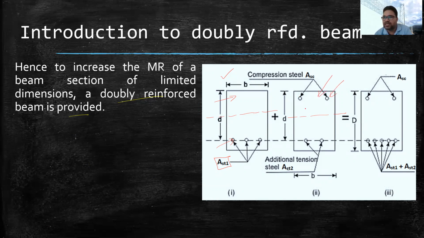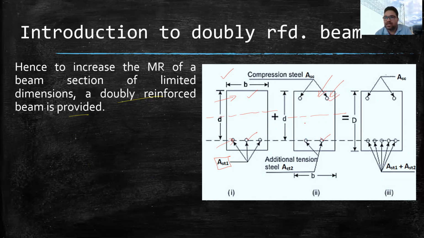So in a doubly reinforced beam, we are providing extra reinforcement here to increase the compressive capability of this beam. Similarly, when we are providing the compressive steel, to balance this compressive steel, we are providing extra tensile reinforcement. This tensile reinforcement will balance the compressive force carried by this concrete, and this extra tensile reinforcement will balance the compressive force carried by this compressive reinforcement.